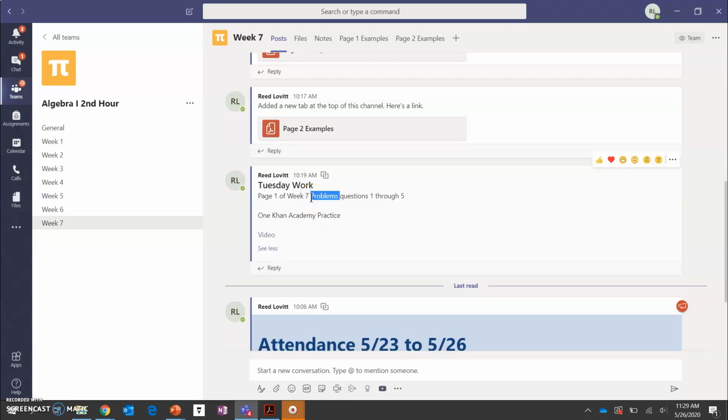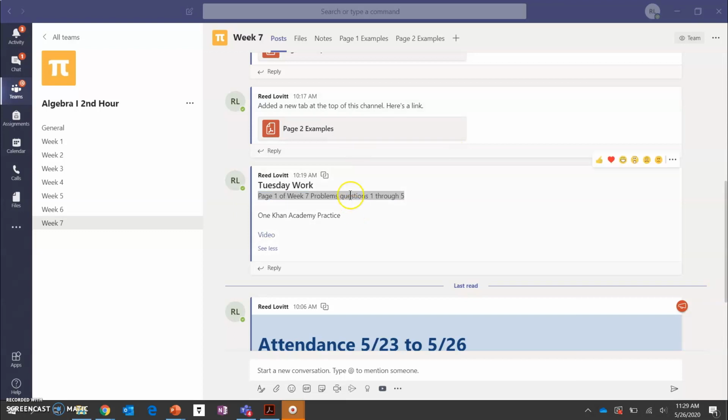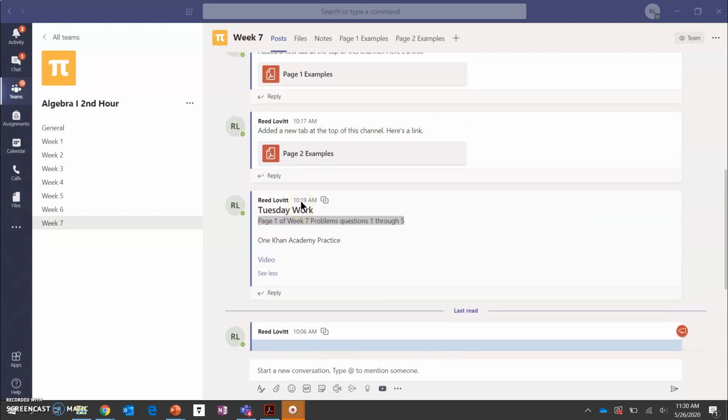Today's Tuesday, so the Tuesday work is page 1 of the week 7 problems, questions 1 through 5. And then there is 1 Khan Academy practice and 1 video. So we're doing page 1. You might see here page 1 examples. It'll link to show you the pages in the packet.